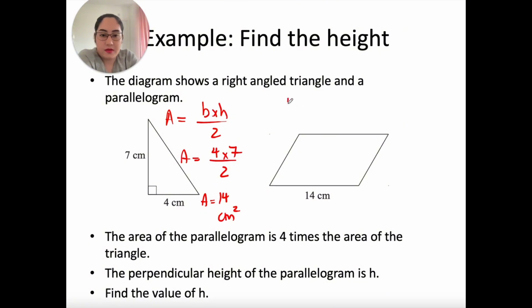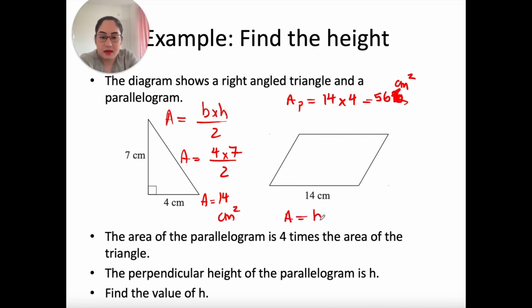It says the area of the parallelogram is 4 times that area. So the area of the parallelogram, if I do it like this, will be 14 times 4. 4 times 4 is equal to 16. Carry the 1 over. 4 times 1 plus the 1 is equal to 56 centimeters squared, right? So the area of the parallelogram is 56 centimeters squared.